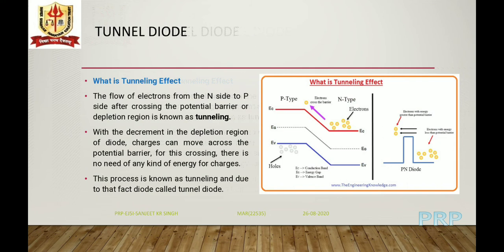In the diagram we see the barrier potential, and when the electron overcomes this barrier potential and moves to the p type from the n type, it is forming a tunneling.